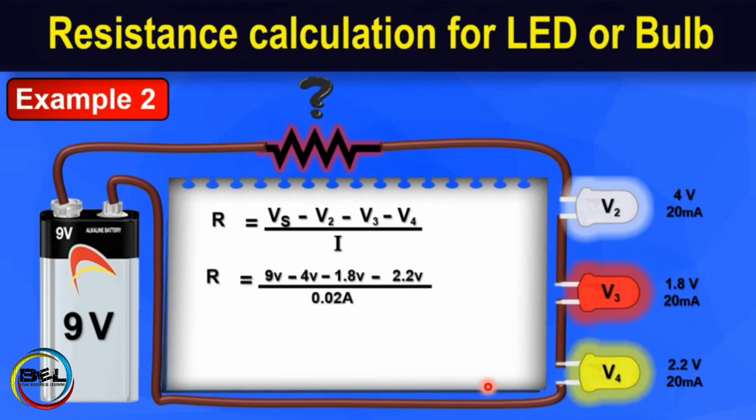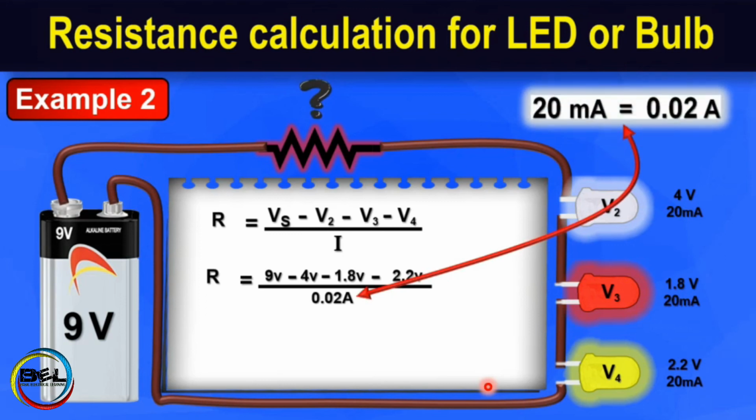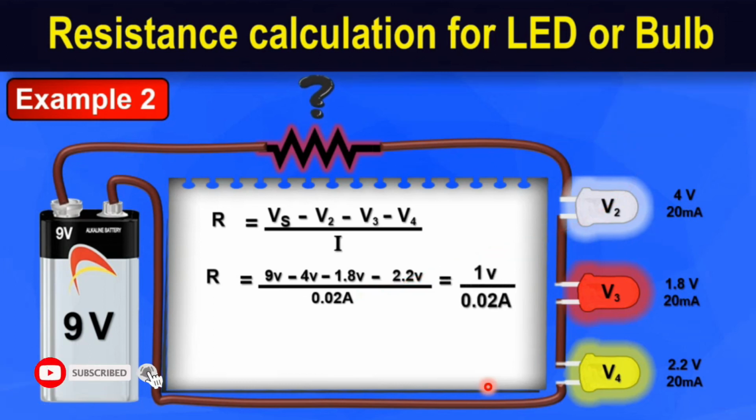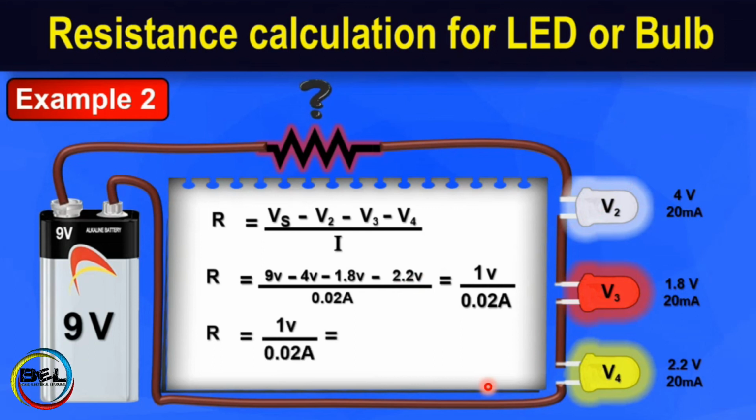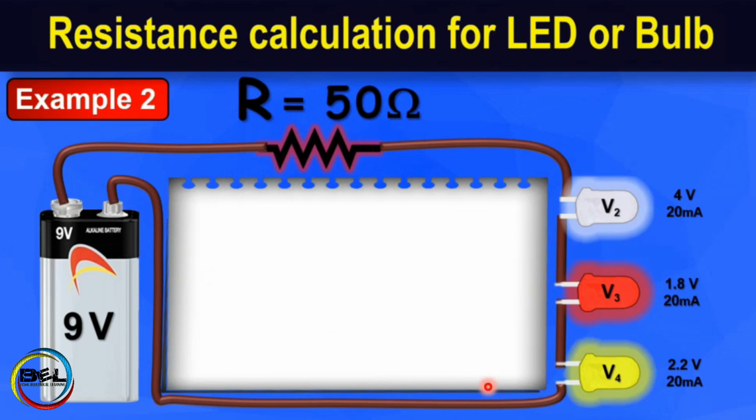Now by putting all the values in this equation and after calculating, we will find the result. And one thing we have to know is that 20 milliampere will be converted into ampere and it will become 0.02 ampere. Now after the calculation, R is equal to 1 volt divided by 0.02 ampere, which is equal to 50 ohm. So the resistance for that LED circuit after the calculation should be 50 ohm.